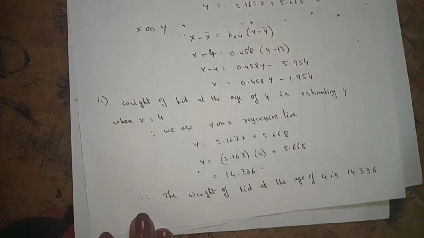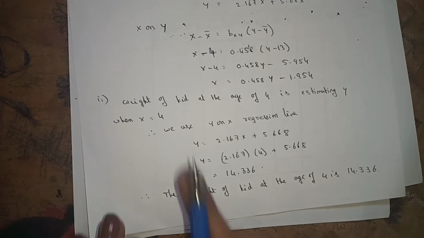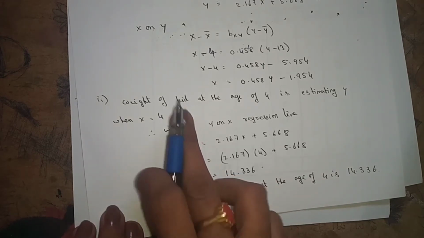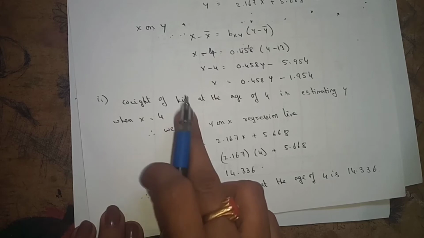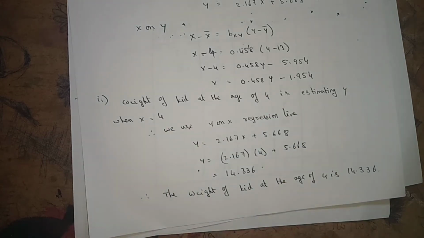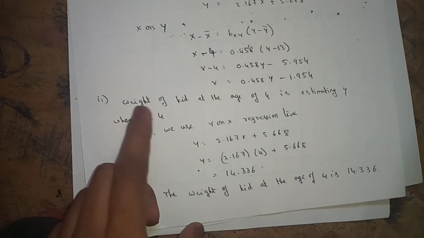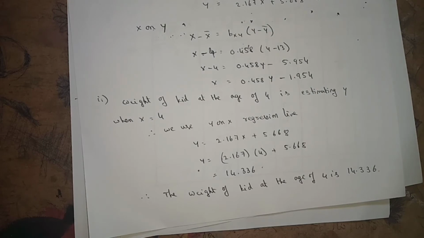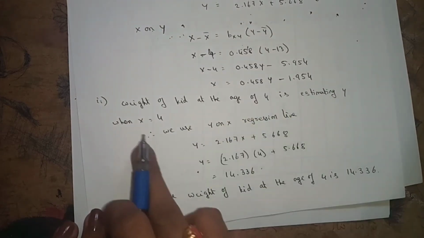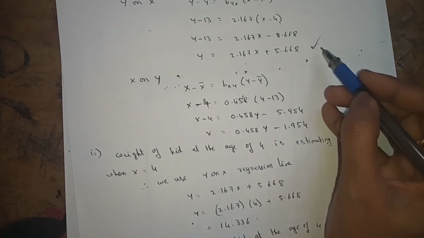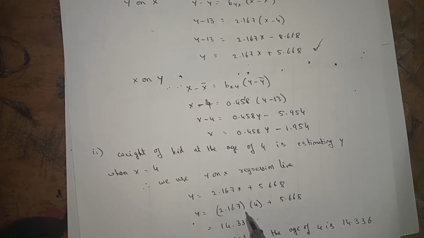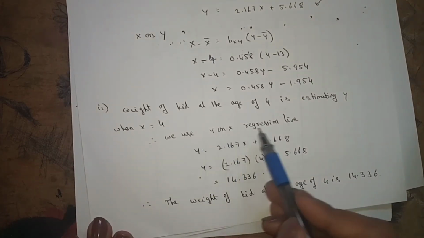Now the second part is estimating the weight of a kid at the age of 4. Weight of a kid we assume as y. Weight of a kid means find y when x is equal to 4. Therefore, in this equation we substitute x is equal to 4. We use the y on x regression line.